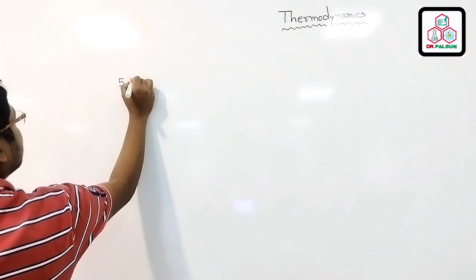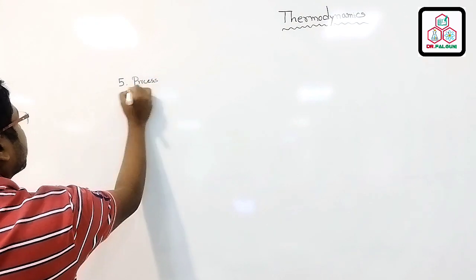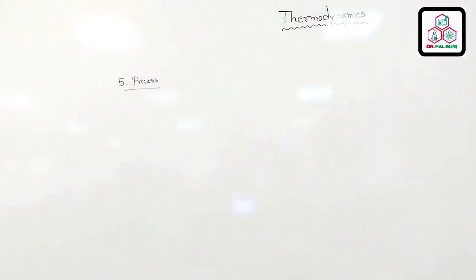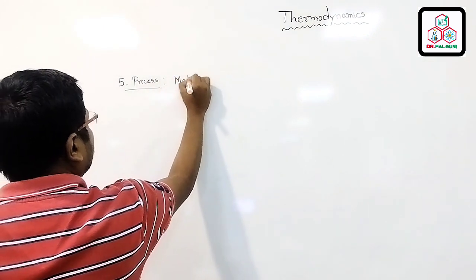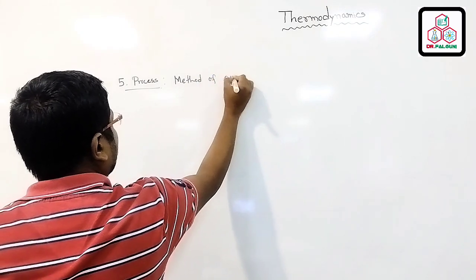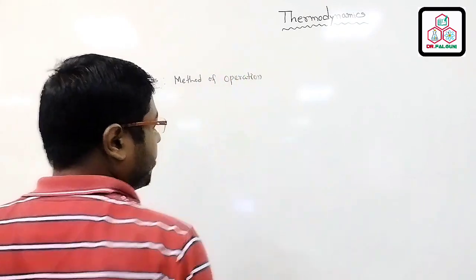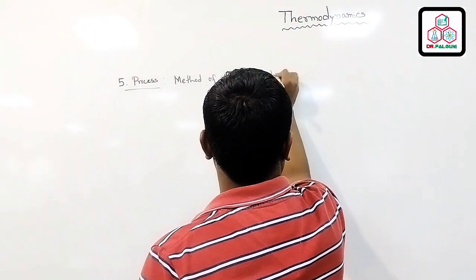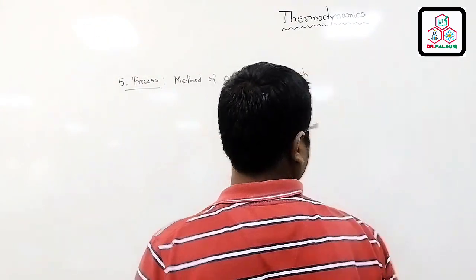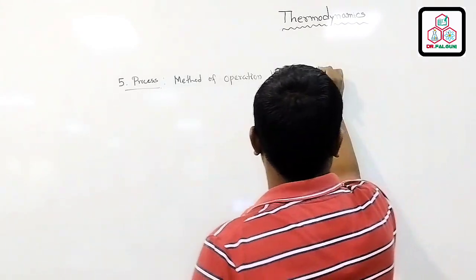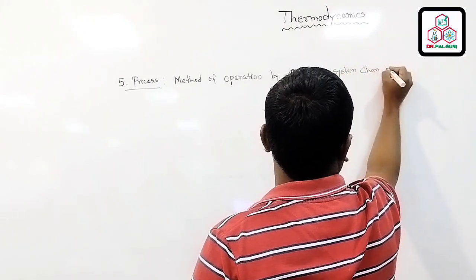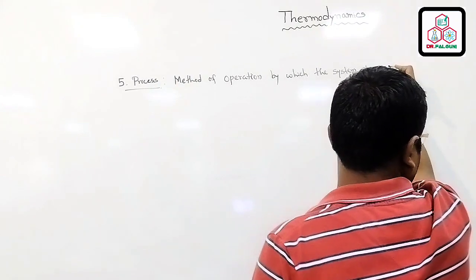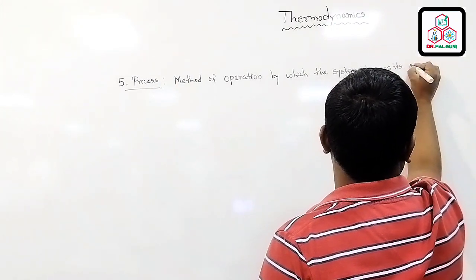Fifth is the process. So process is the method of operation by which the system changes its state.